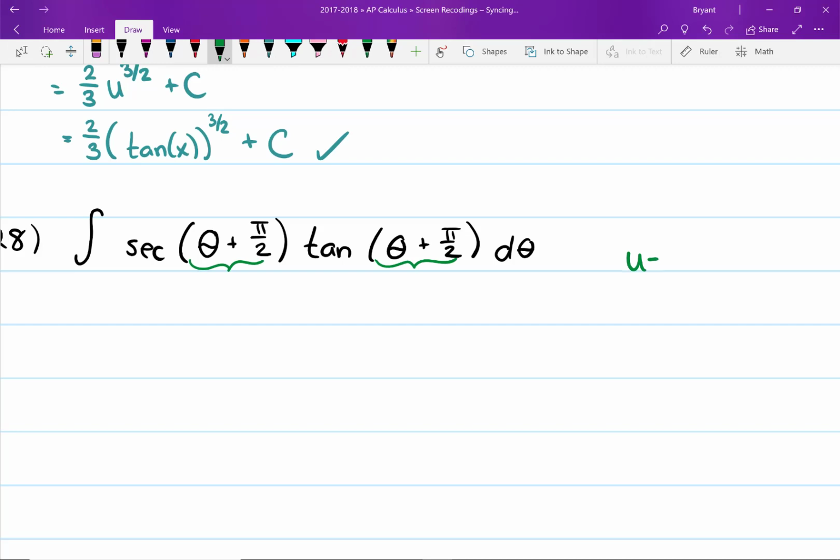So I'm going to go u is equal to theta plus pi over 2. Do not let this mess you up. The variable here is theta. Pi over 2 is a constant.